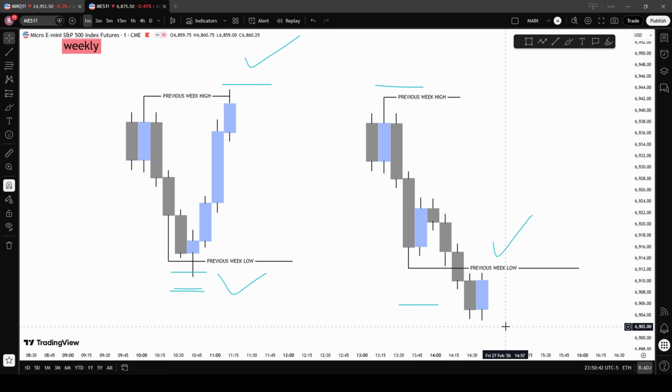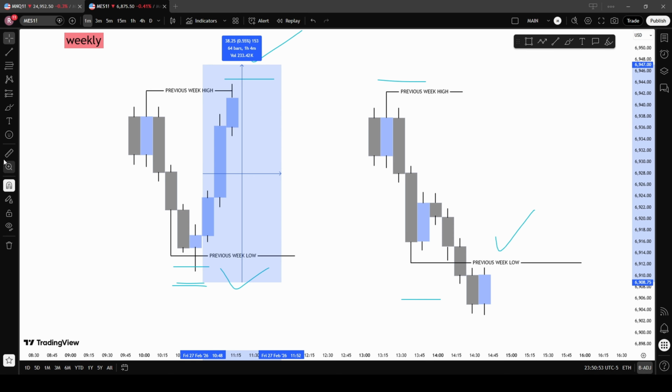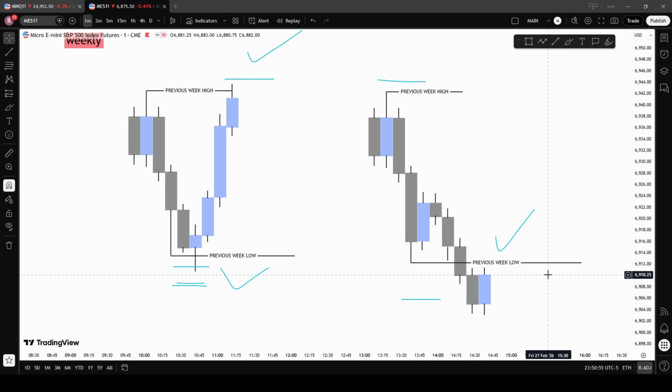Previous week's highs and lows are liquidity magnets. Price will often move toward them. Once reached, one of two things generally happens. Either price reverses from that liquidity pool, or it uses that liquidity to fuel continuation in the same direction.